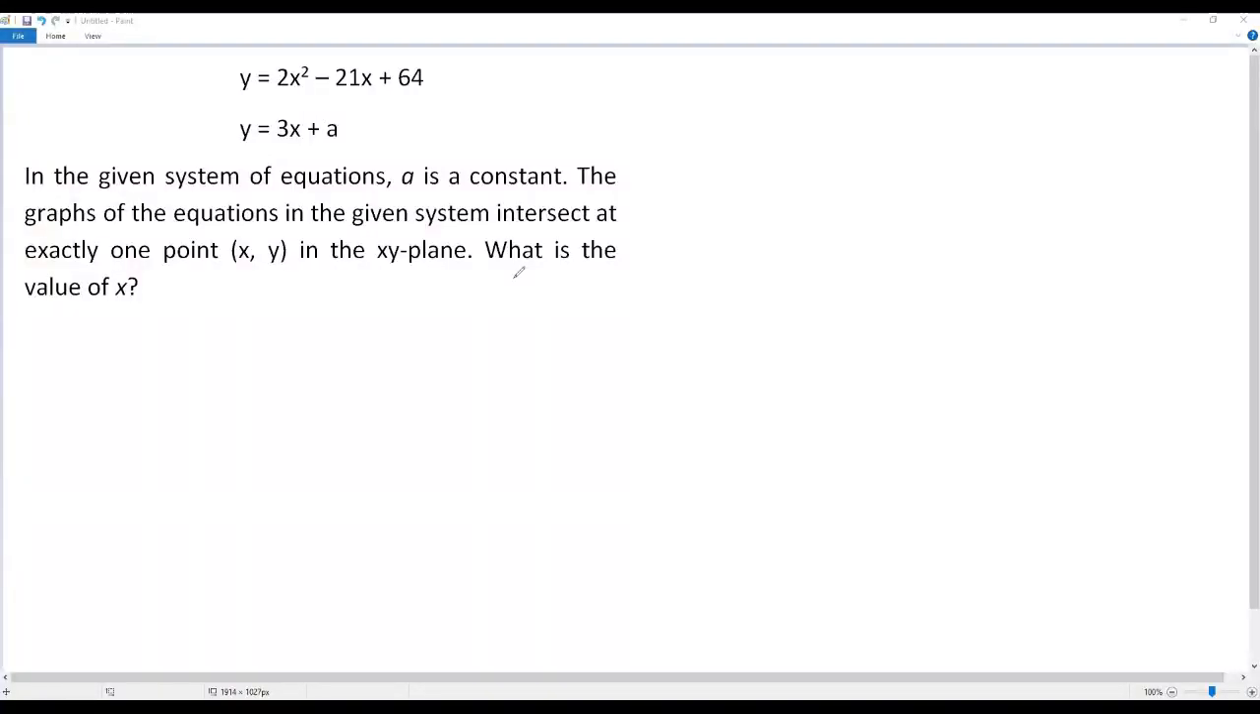y equals 2x squared minus 21x plus 64, y equals 3x plus a. In the given system of equations, a is a constant. The graphs of the equations in the given system intersect at exactly one point (x, y) in the xy-plane. What is the value of x?